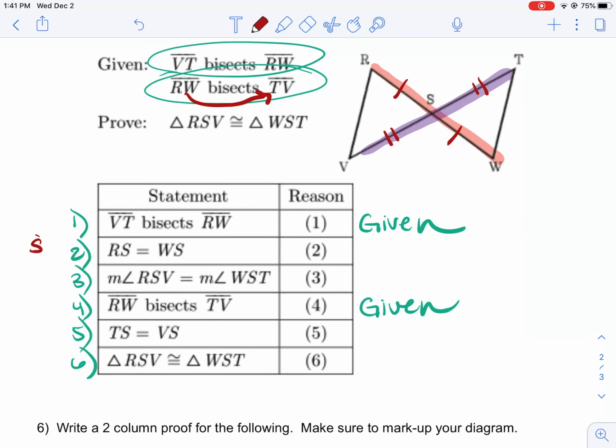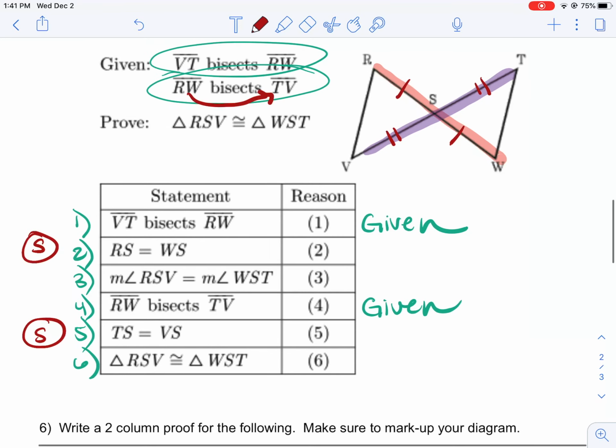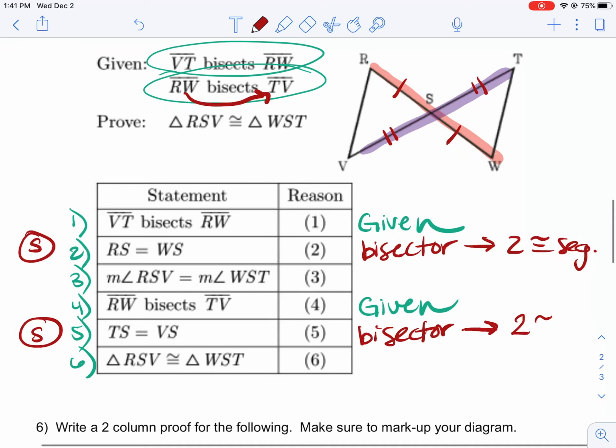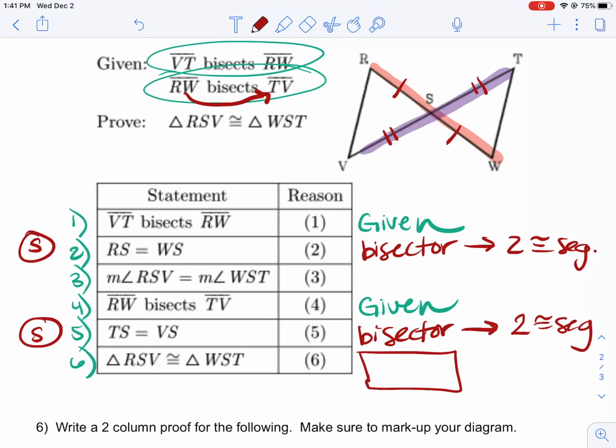So I have a side here, and I have a side here, right? What's the reason for that? A bisector gives us two congruent segments. Now, this order is a little bit different than maybe what we would normally do, but remember, as we talked about, it doesn't have to be exactly in the same order. The most important thing is you start with your givens, right? I start off with a given, and my last reason is going to be one of those congruent triangles.